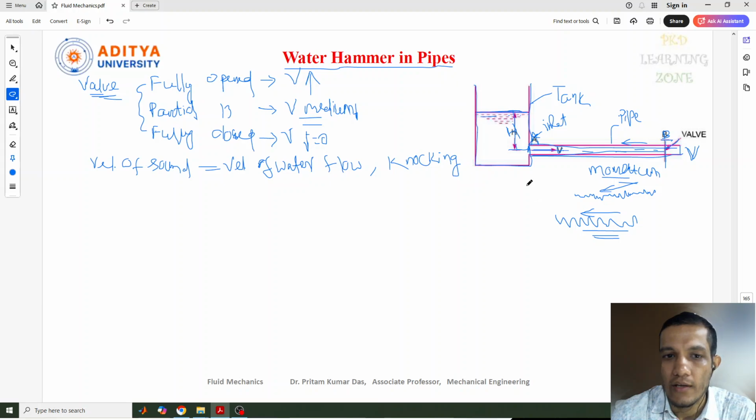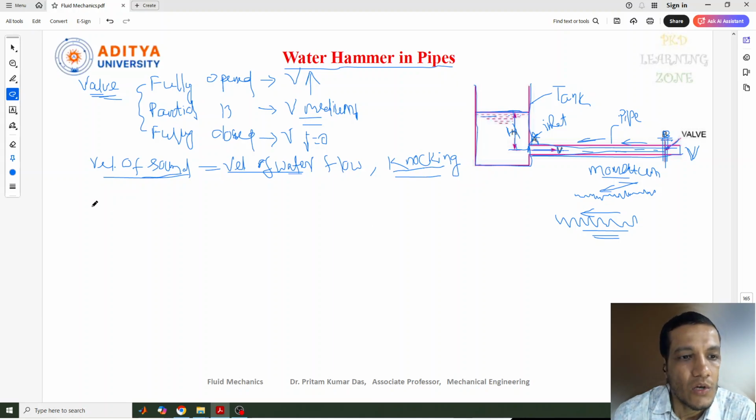So this high pressure wave will be transmitted along the pipe. You can say the pipe is there, so this wave formation will be transmitted along the pipe in the reverse direction, because there is a closure of the valve suddenly. That will be equal to the velocity of the sound, and that is nothing but knocking.